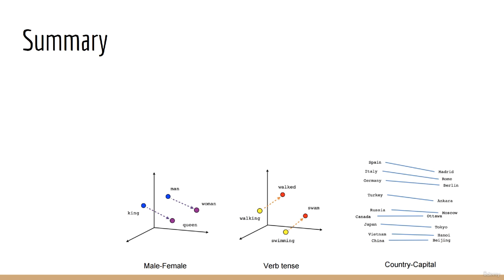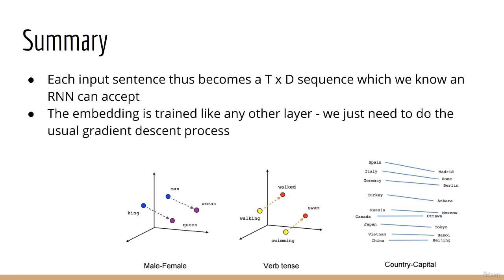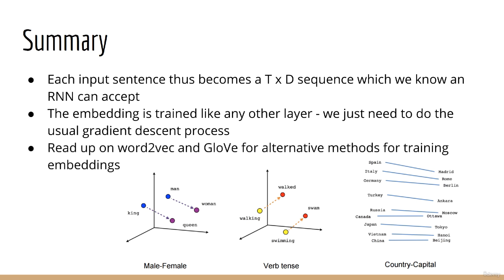In this way, an input sentence consisting of words then becomes a T by D matrix of numbers, which you know an RNN can readily accept. We saw that this layer's parameters are trained just like any other layer, so nothing other than gradient descent needs to be done. Alternatively, if you are interested, you are welcome to read up on word2vec and GloVe, which provide different ways of initializing word embeddings so that you don't need to train them along with the rest of the neural network.